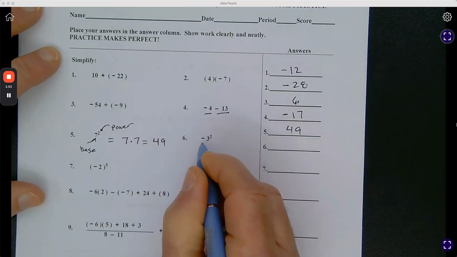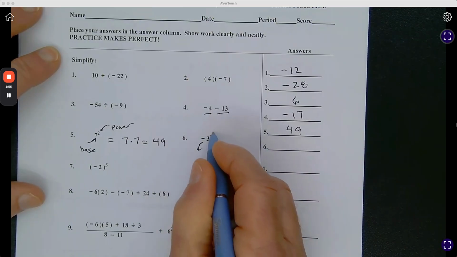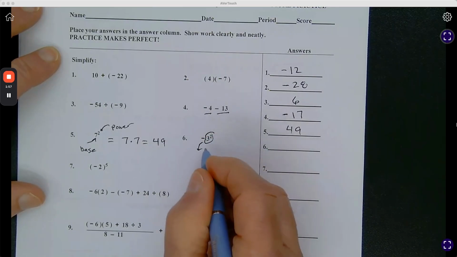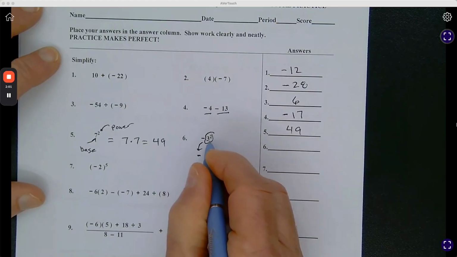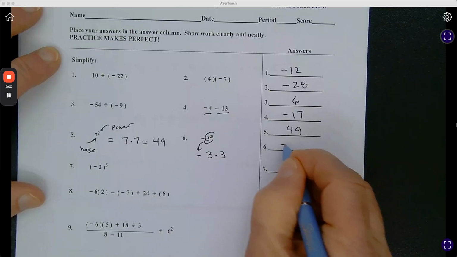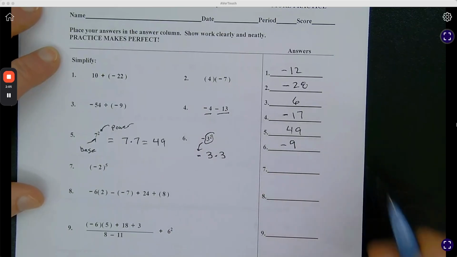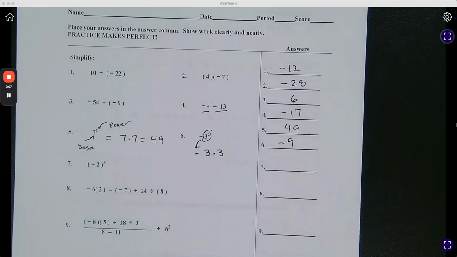The negative does not go with the power, because only what is directly below it does. So the negative goes out in front, and then you apply the power to the base of 3 only. 3 times 3 is 9, and that negative stays out in front.